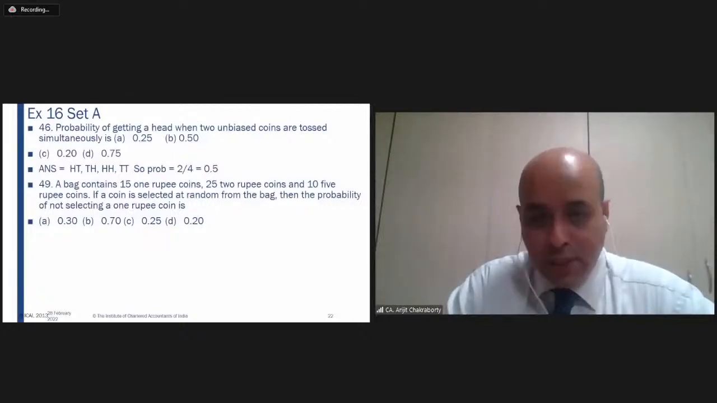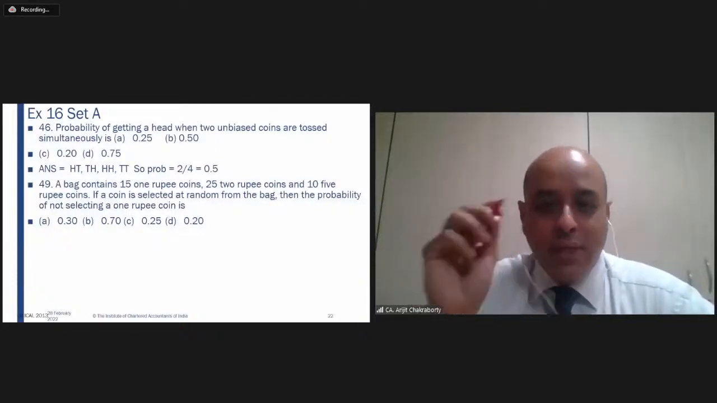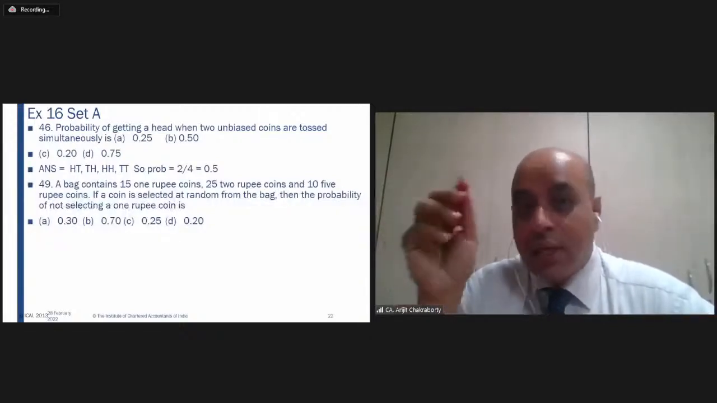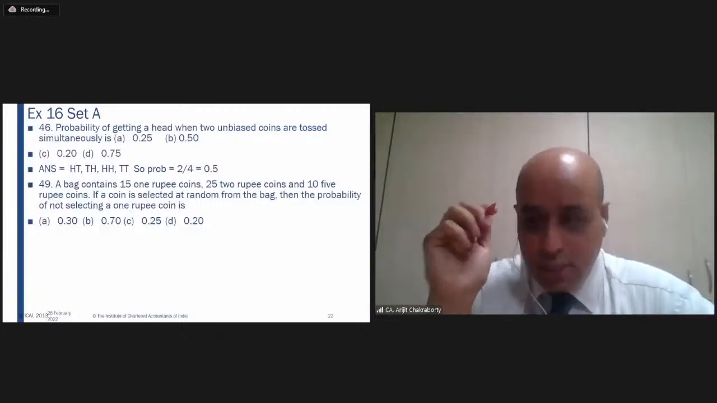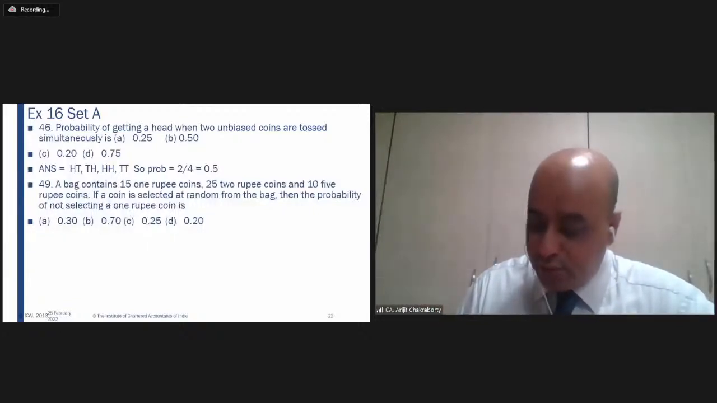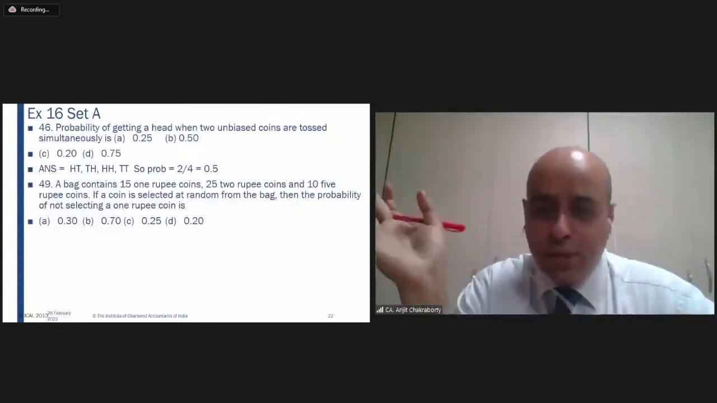First, please see there are 15 one rupee coins. I am writing the number 15. Then 25 two rupee coins and 10 five rupee coins. What is the total number of coins? 15 plus 25 plus 10 gives me 50. The total number of coins is 50.